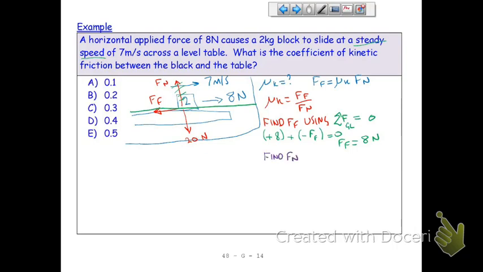Find Fn using the sum of the forces on the purple line equals 0, because it's not accelerating up into the air or down into the ground. I want to find my Fn, I don't want to find Ff. I say plus Fn added to minus 20 is equal to 0, so Fn is equal to 20 newtons.